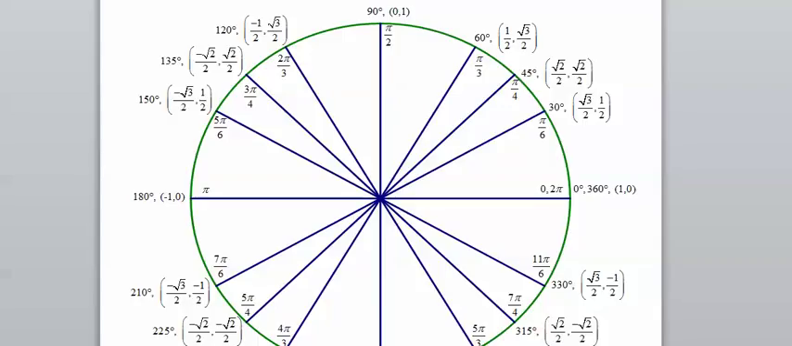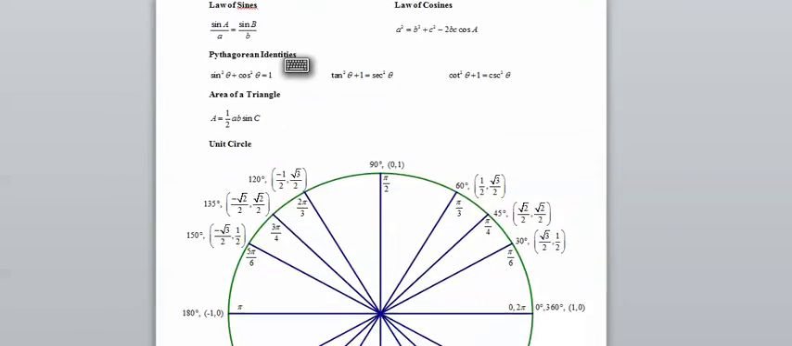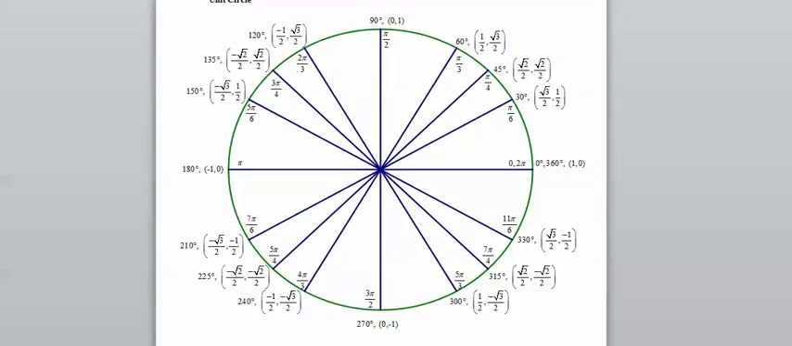Don't think I can quite fit the whole thing in. Good. If I were you, I would pause this and copy it down. So there it is. 30, 30 pi over 6, 45, all that stuff. Alright, now what just happened when we went over here?